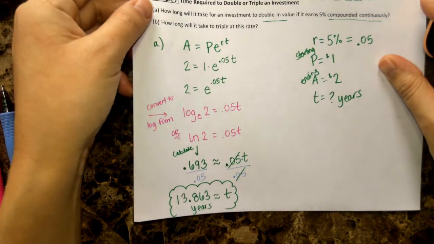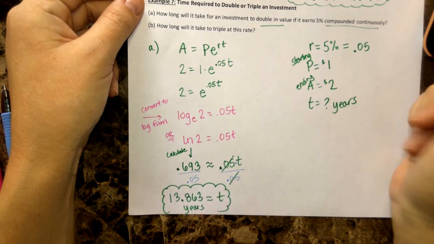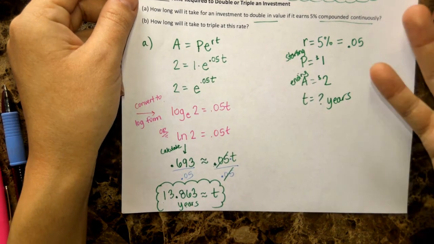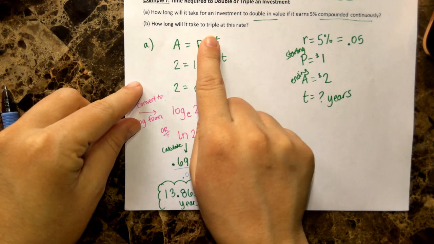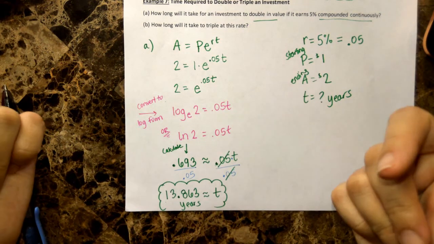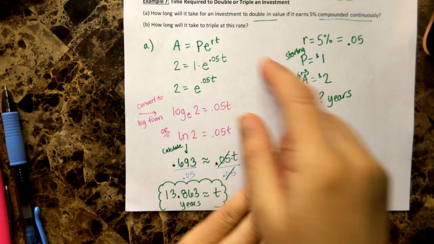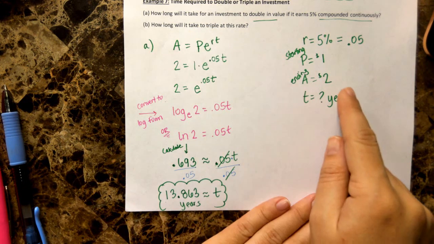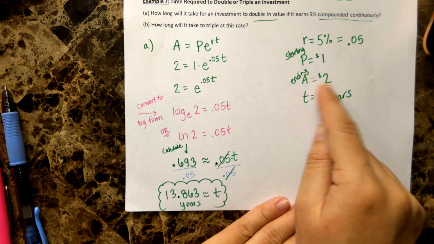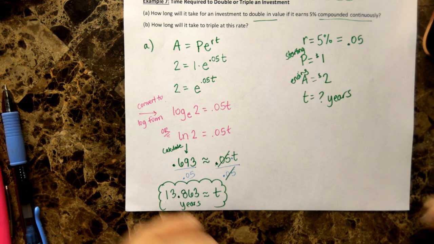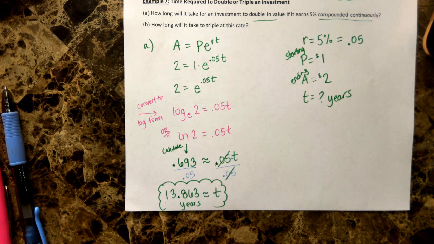Okay. And then part C, if you wanted to do that, you can go ahead and do that on your own. It says how long will it take to triple this rate. It's pretty much the same problem, except instead of doubling, you would want to triple. So if you wanted to start with $1 and end with $3, you could follow the same model. But I'll leave that for practice if you'd like to. And that's it.